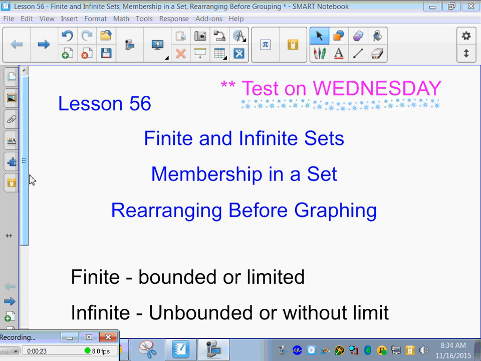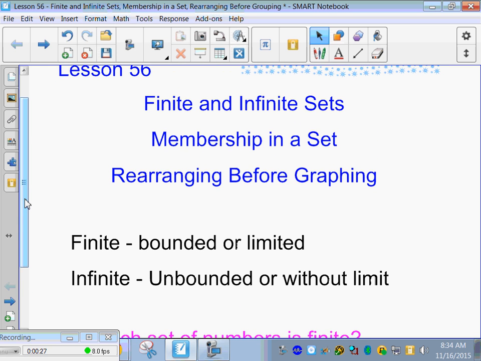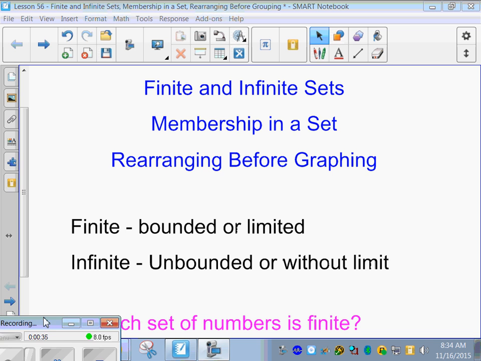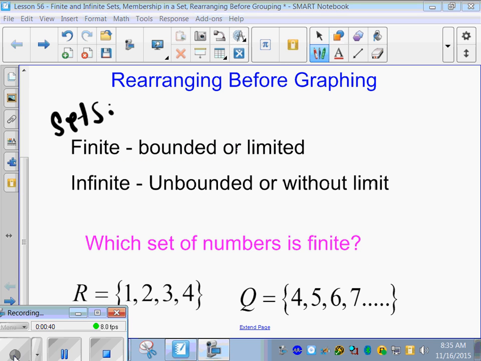All right. So this is some set stuff. A finite set is bounded or limited, and an infinite set is unbounded or without limit. You guys want to put that in your notes. That's just some vocab. And then we're going to look at some examples.